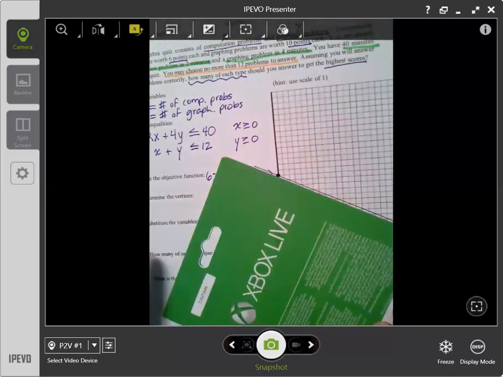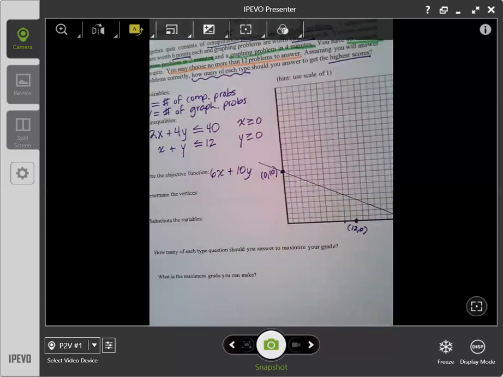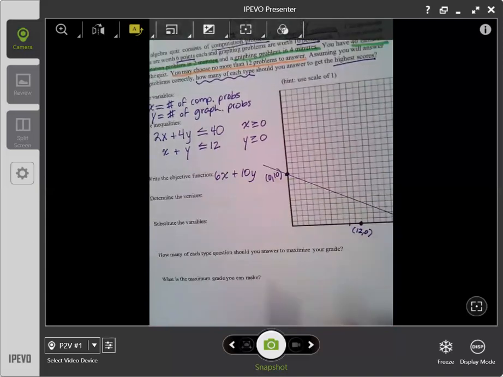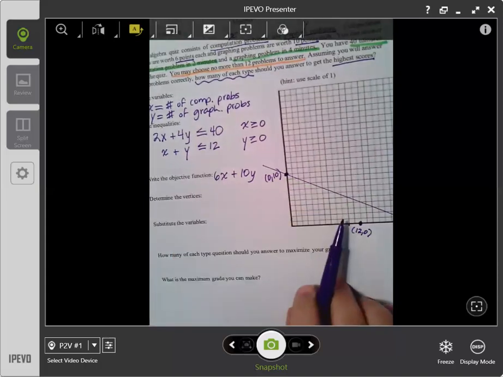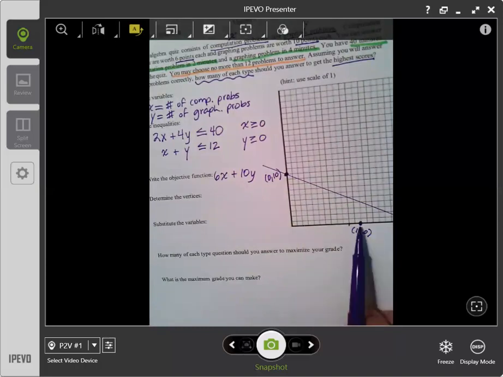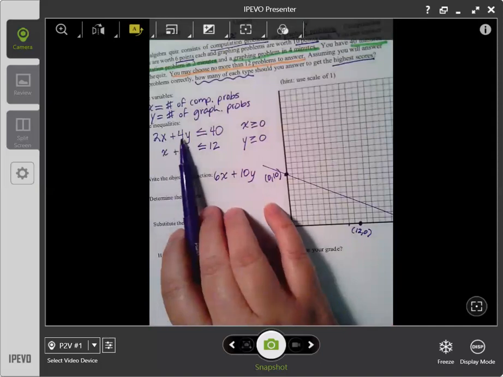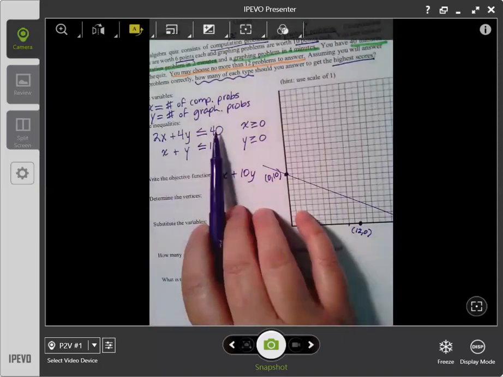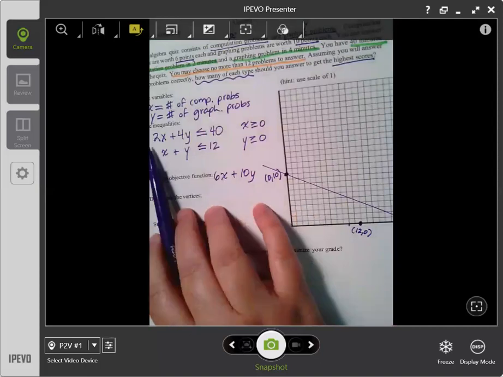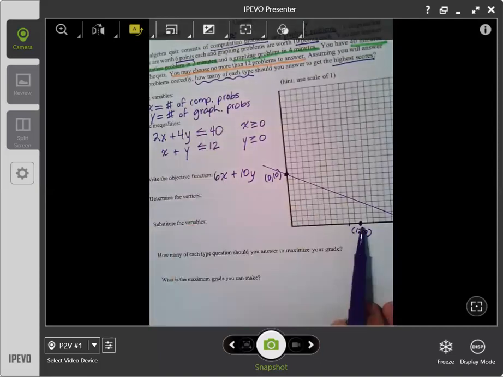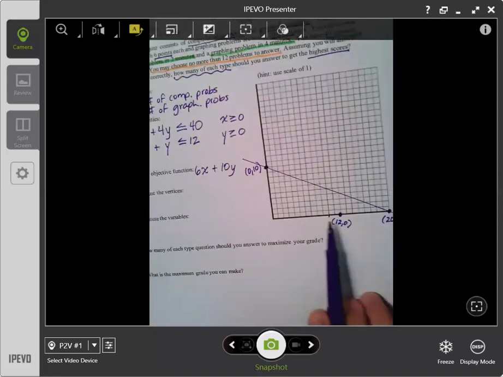And then I have to decide whether to shade above or below it. A lot of these problems are below, and less than or equal to is generally going to be below. But if you don't know where to shade, what you do is pick a point and plug it in and see if it works. So like I could pick the point (12, 0). That's below this line. Let's plug that point in. 2 times 12, that's 24, plus 4 times 0, that's nothing, is less than or equal to 40. Is that true? Is 24 plus 0 less than or equal to 40? Yes. So that means this is the side of the graph to shade, the side that has this point.